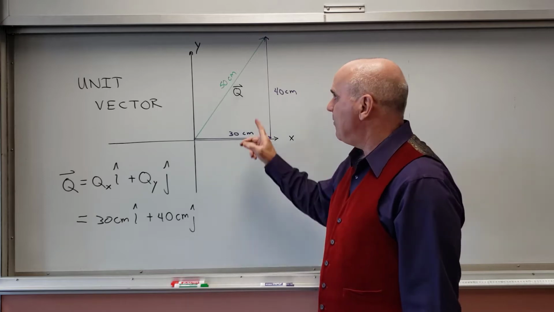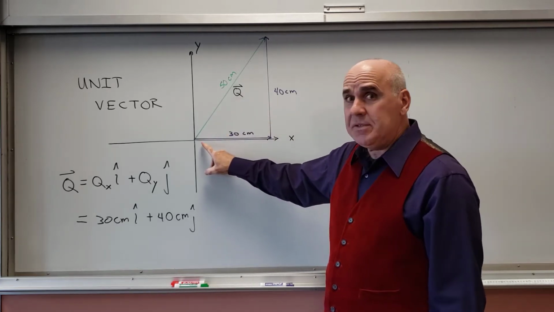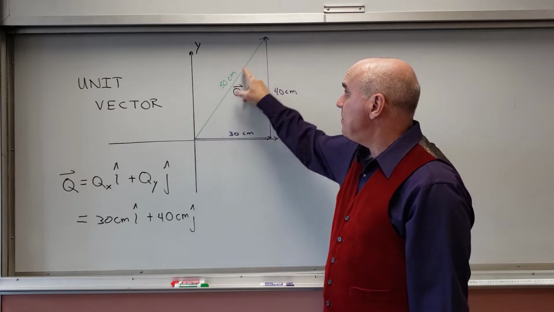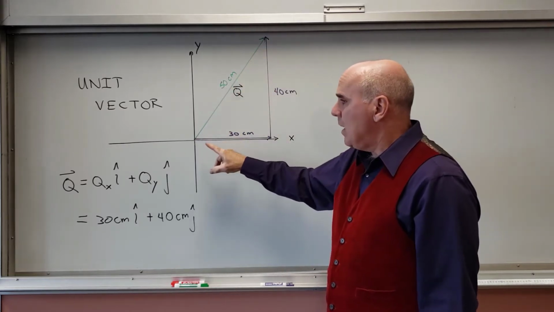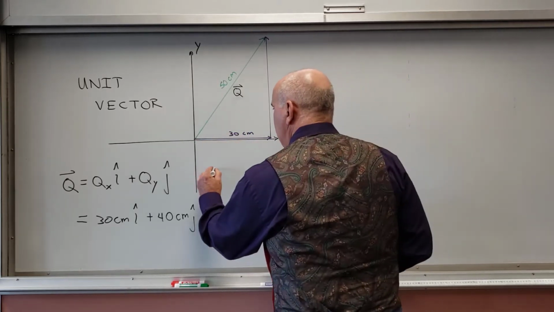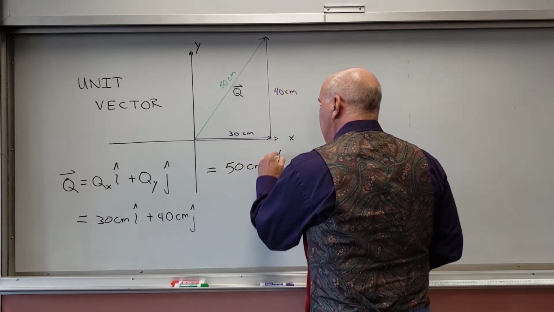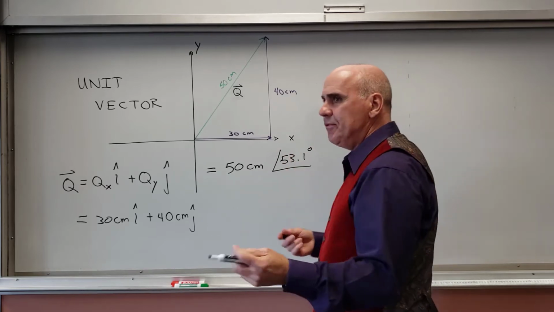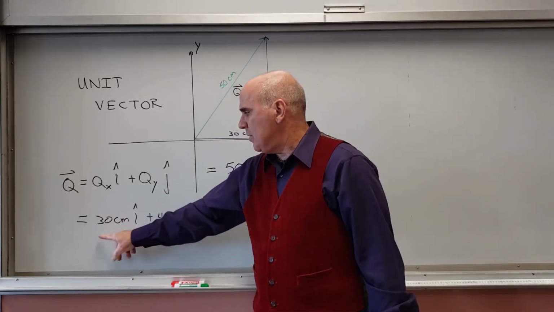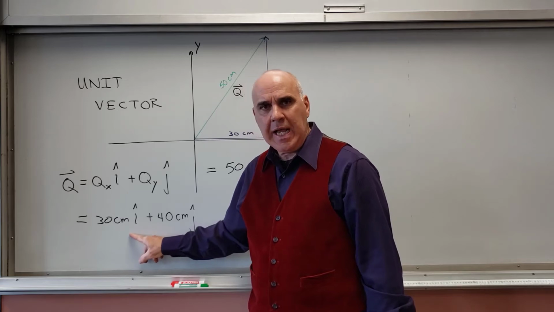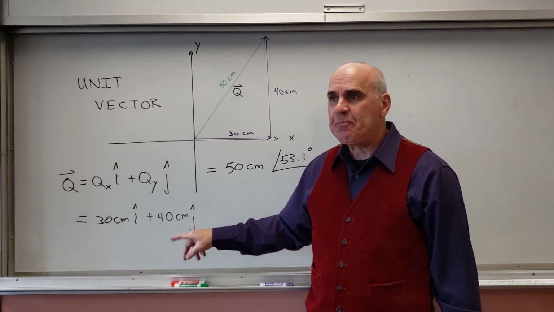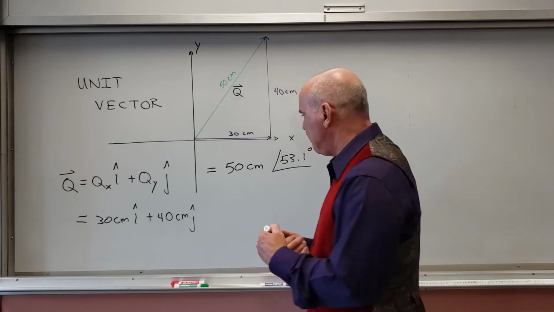So what we've got here is a vector q, and it's a position vector, a distance vector. It's got a length of 50, it's the green vector you'll see here, and it's pointing in this direction, which would be 53.1 degrees. So I could write q as 50 centimeters at an angle of 53.1 degrees. It's a 3, 4, 5 triangle, so it's got an x component of 30 centimeters, so the vector is 30 centimeters in the i hat direction, plus 40 centimeters in the y direction, so 40 centimeters in the j hat direction.